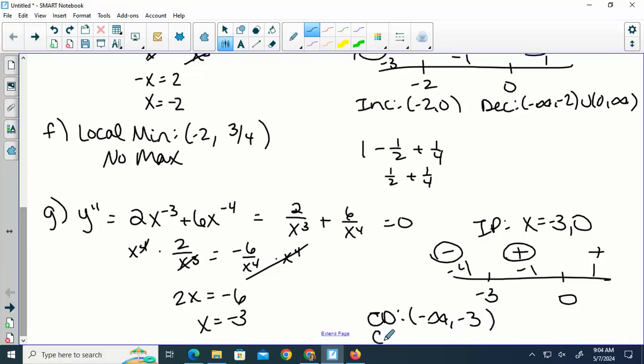Can I just say concave up from negative 3 to infinity? Why do we have to break those up? Yes, because of the asymptote.